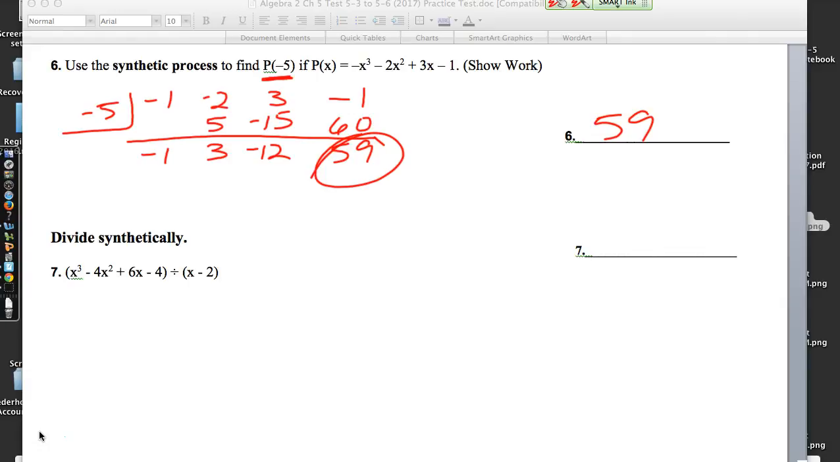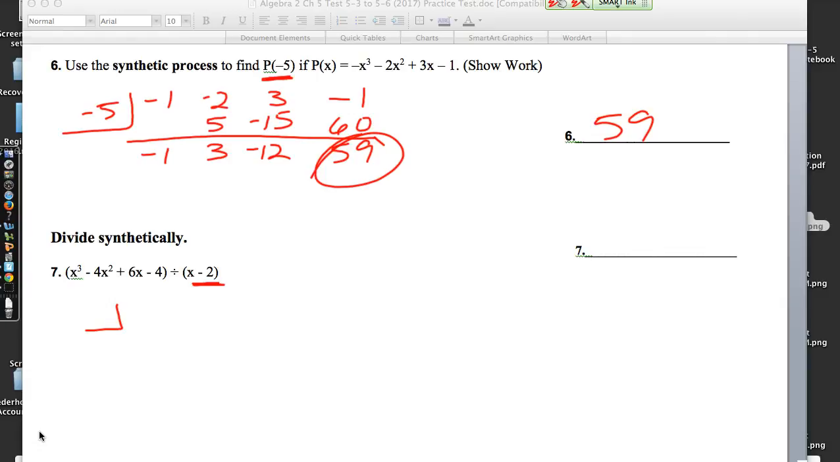Put the -5 in here, use parentheses for it, just like you would the old-fashioned way, and make sure you get 59. You're going to have plenty of time to do that, so make sure you do it. Number 7, divide synthetically. However, look at the form this time. X minus 2. So what goes here?